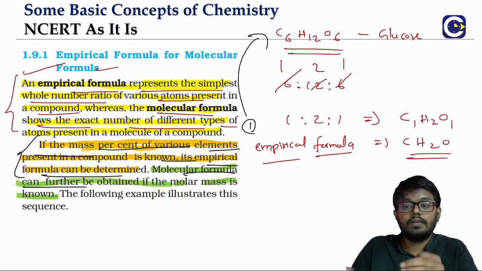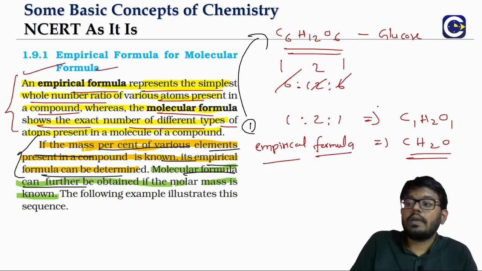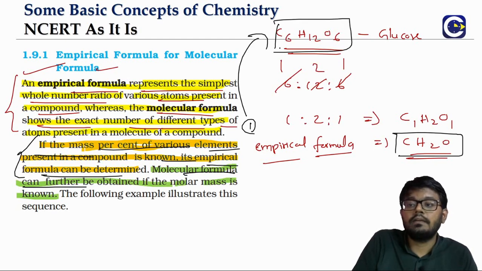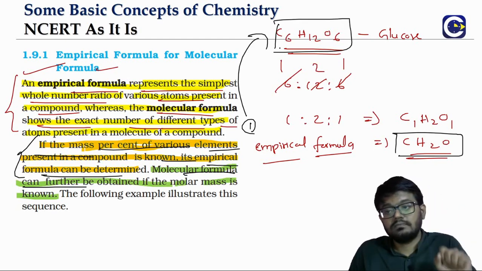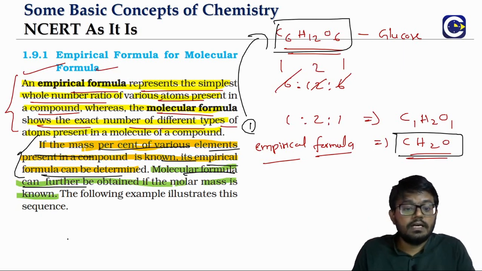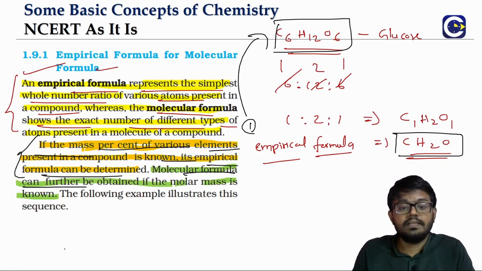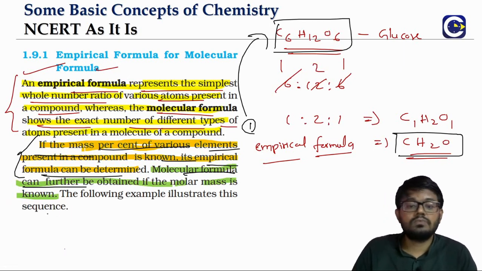How will we find the molecular formula? I'll just quickly show it to you. If you look at the empirical formula and molecular formula, they are related by a factor. What is the common factor used for the cancellation here? In this case, it is 6.